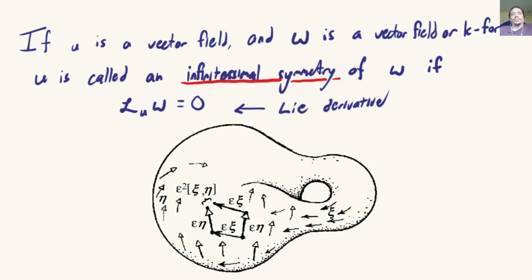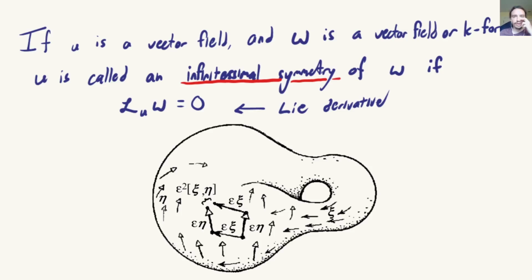What can we do with differential forms? It seems kind of silly to take this vector field and turn it into all these differential forms. What's the value? One thing that we can do with differential forms is study symmetries of them. If you give me a vector field u, and you give me a differential form or a vector field, omega, then we call u an infinitesimal symmetry of omega if the Lie derivative of omega with respect to u is 0.